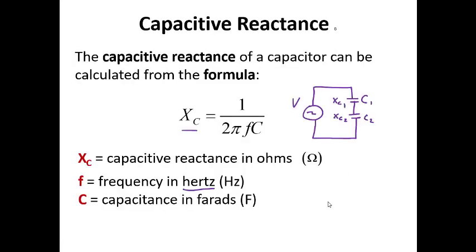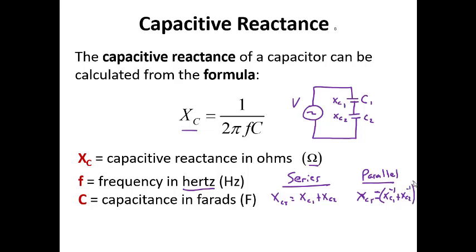One other thing to note is that when we have capacitive reactance in a series circuit, the capacitive reactance total is going to add like resistors. Because it's in ohms, this is going to equal X sub C1 plus X sub C2 in this case, and however many we had. If we had capacitive reactance in parallel, our X sub C total is going to equal X sub C1 to the negative 1 plus X sub C2 to the negative 1, all to the negative 1.